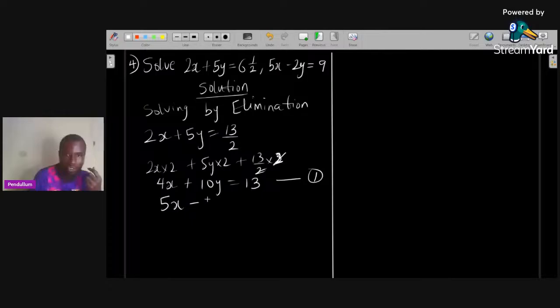5x minus 2y is equal to 9. Equation 2. Now, how do you eliminate?